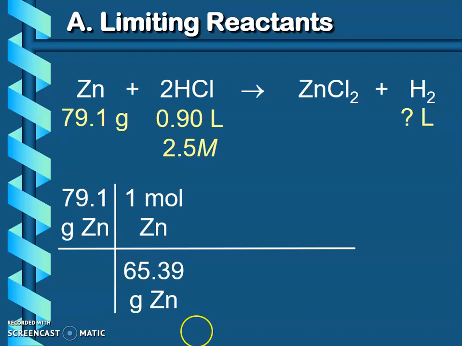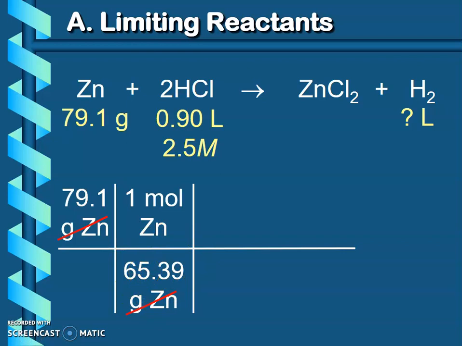Got to use the periodic table to do that. So where did this number 65.39 come from? That came from the periodic table. That's the molar mass of zinc, and there's only one zinc there. So 65.39 to 1 mole. That's going to let my grams of zinc cancel off, and now I have my 1 mole of zinc.